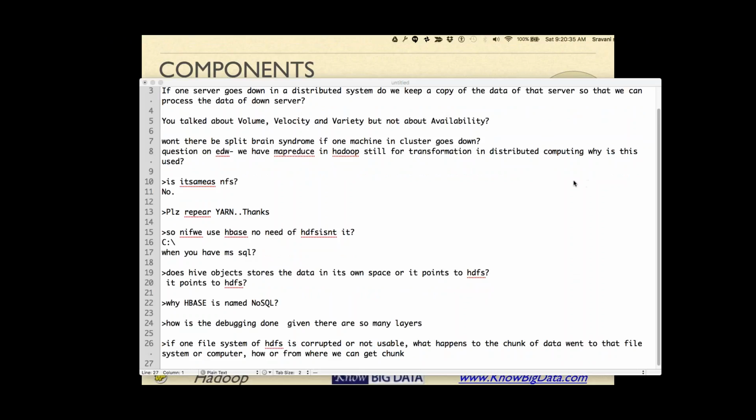All right. Next question from Krishna is, if one file system of HDFS is corrupted or not stable, what happens to the chunk of data that went to that file system? So generally, whenever files are stored in HDFS, there are 3 copies of it. Okay. If time permits, I'll go through it. All right, 3 copies of it. If one gets corrupted, that is disregarded and a copy is generated from the other copy.